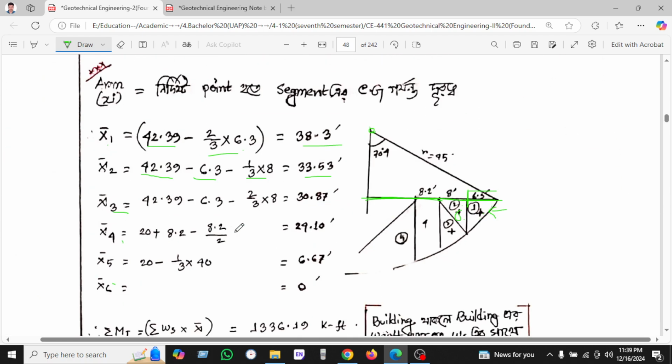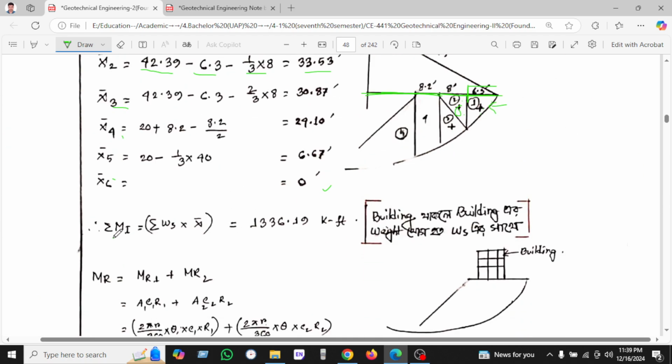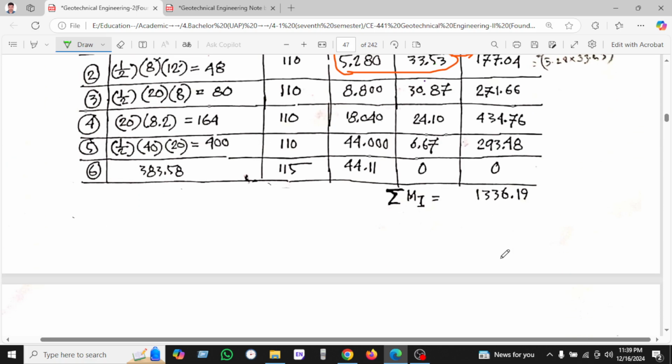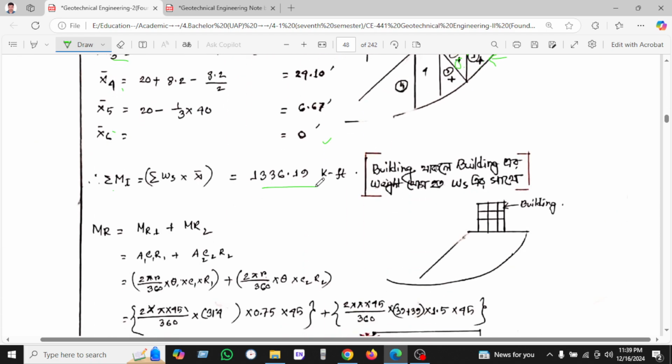So if we calculate all the induced moments here, we will find 336.19. This is the induced moment.